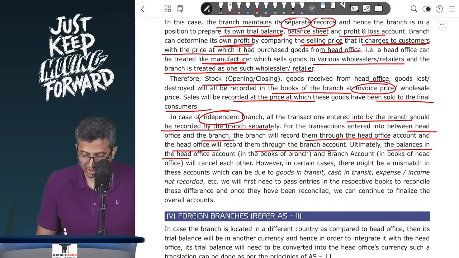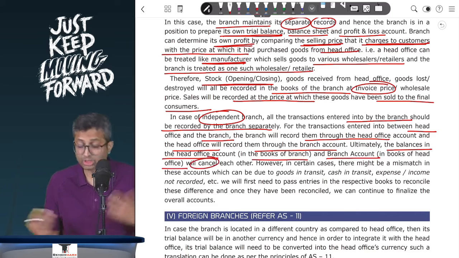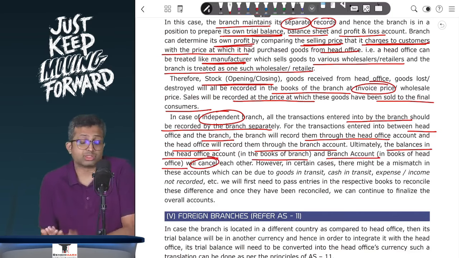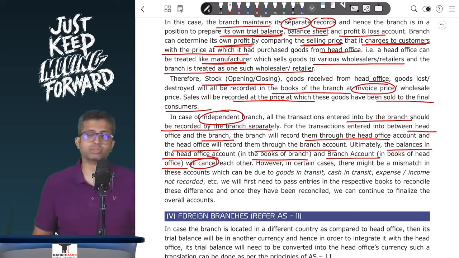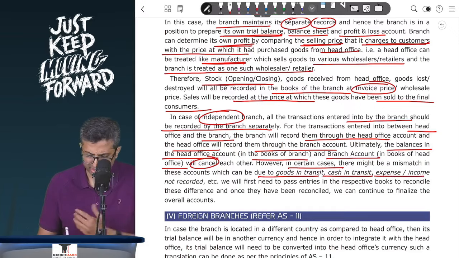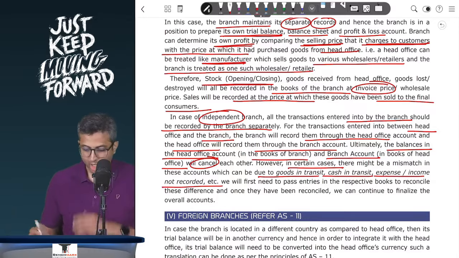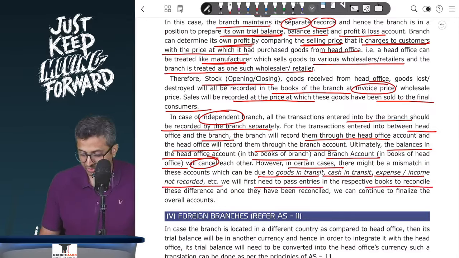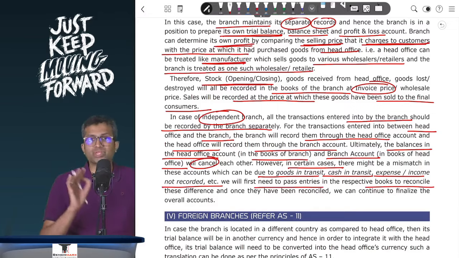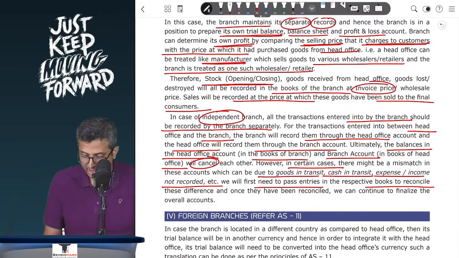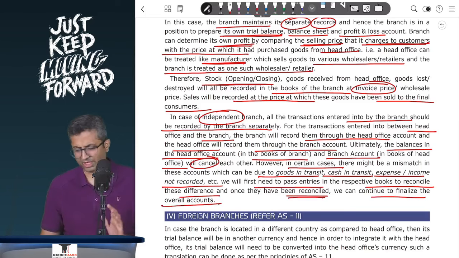Ultimately, the balances in the head office account in the books of the branch, and the branch account in the books of head office will cancel, because if the branch says this is payable to the head office, the head office will say it is receivable from the branch. However, in certain cases, there might be a mismatch in these accounts, which can be due to goods in transit, cash in transit, expense or income not recorded, etc., for which we will first need to pass entries in the respective books to reconcile. The next 2-3 questions that you do are more about reconciling these items, and the difference, once reconciled, can continue in order to finalize the overall accounts.